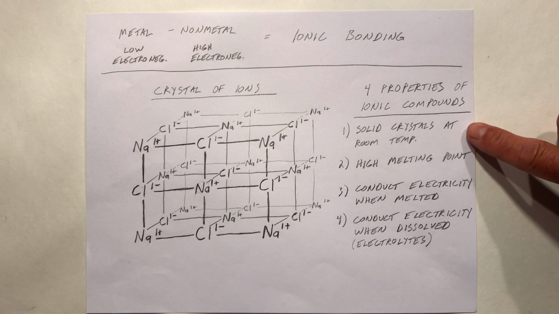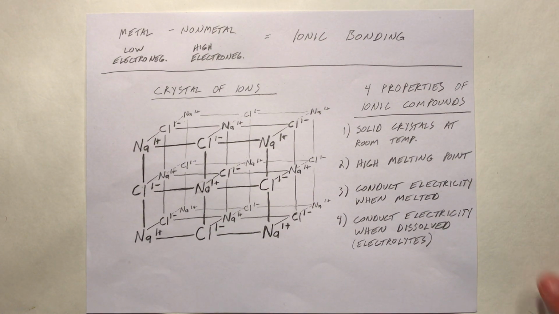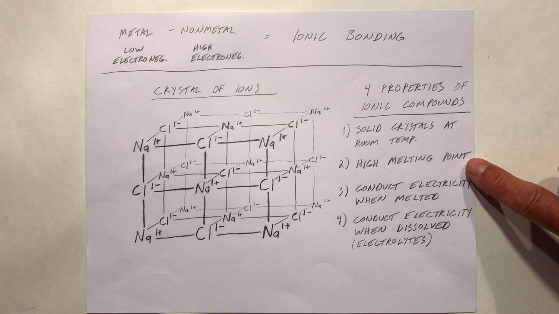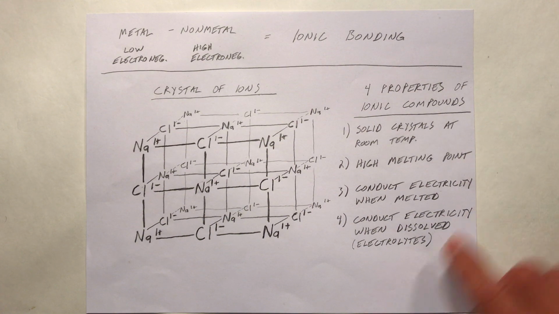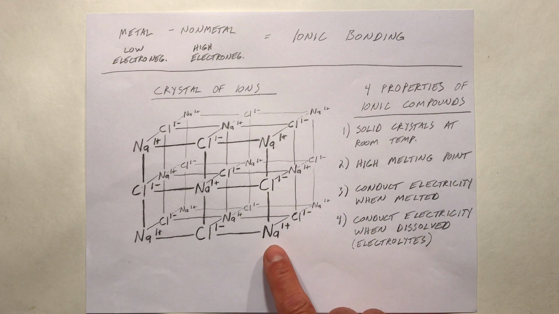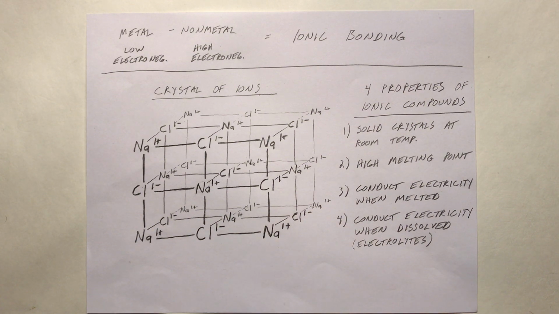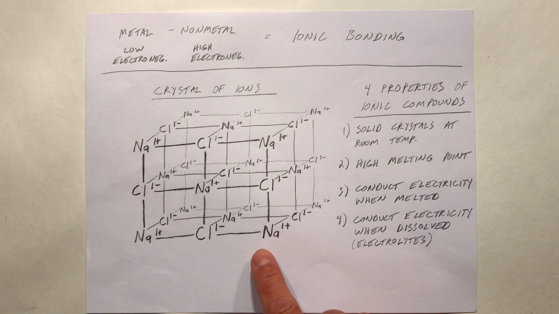They're solid crystals at room temperature. They have high melting point. In fact, molten lava is melted ionic compounds. You have to get ionic compounds as hot as lava to get them to melt. If you tried to melt sodium chloride on your stovetop, you would melt the pan that it's in, you would melt the stove, probably burn your house down before you could melt this sodium chloride.